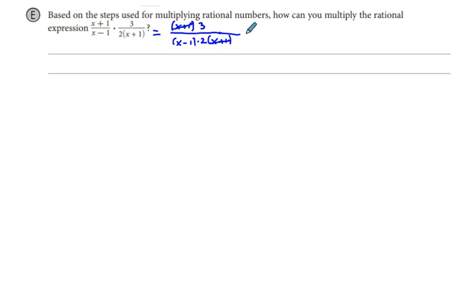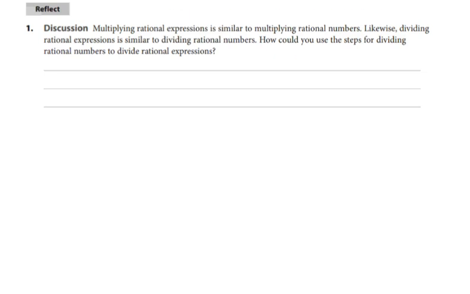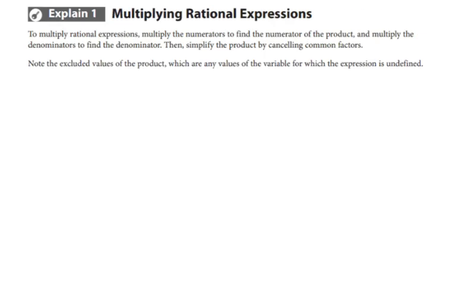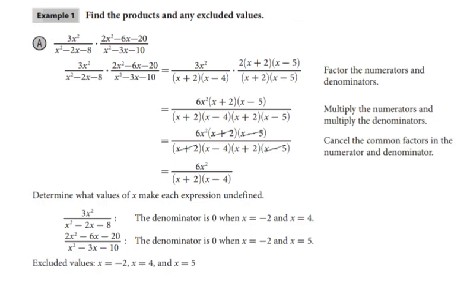To simplify this all the way, we're going to have 3 left in the numerator over 2 times quantity x minus 1. And so that would be how it works out. So basically, we factor and simplify, and now we have explained multiplying rational expressions.